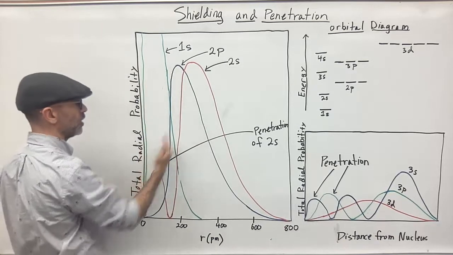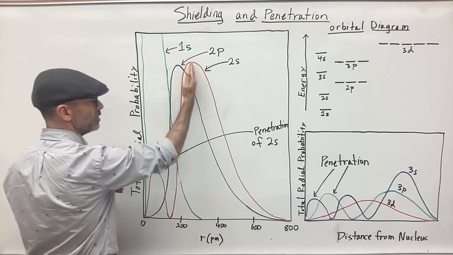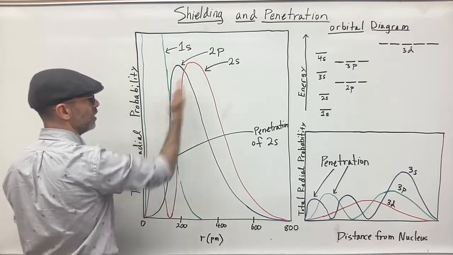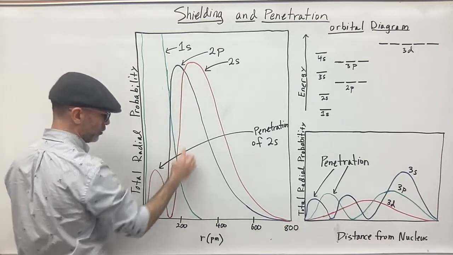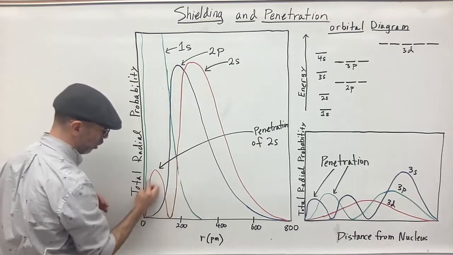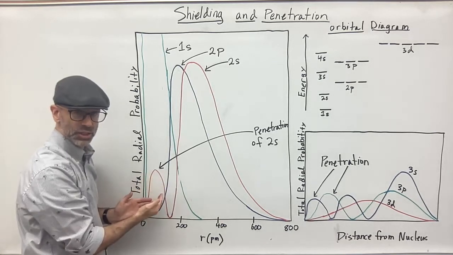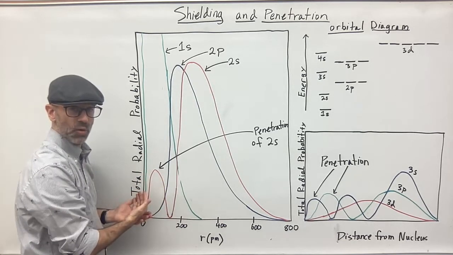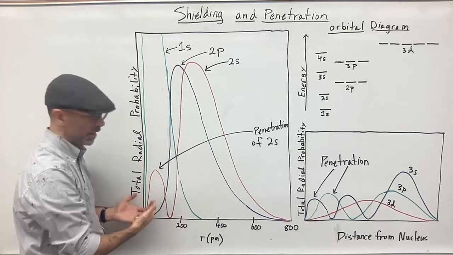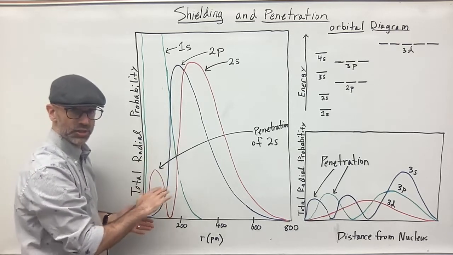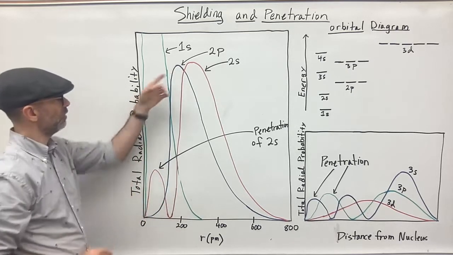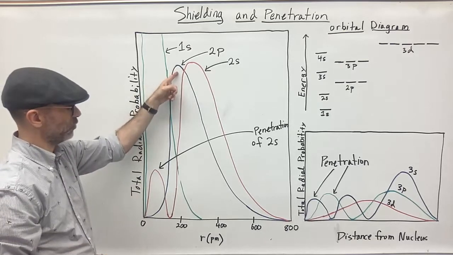So the electron can penetrate the shielding. The 2s is here, the 1s is here. The 2s electron can penetrate in closer to the nucleus and therefore overcome some of that shielding of the 1s electrons. And so that is what brings down the energy of the 2s compared to the 2p.